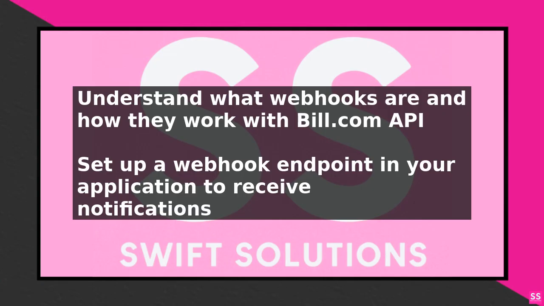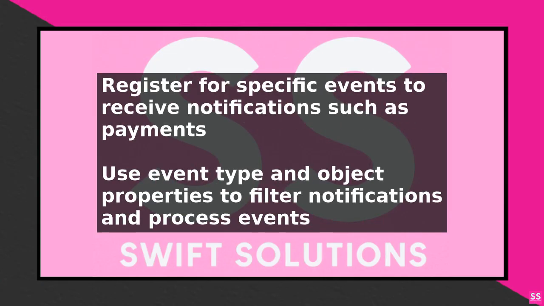First, you need to set up a webhook endpoint in your application that can receive these notifications. This endpoint is essentially a URL that Bill.com will send the event notifications to. Next, you need to register for the specific events you want to receive notifications for. Bill.com provides a range of events that you can subscribe to, including payment events, invoice events, and bill events. Once you have registered for the events, you can start receiving notifications.